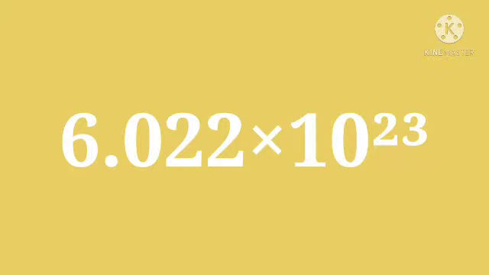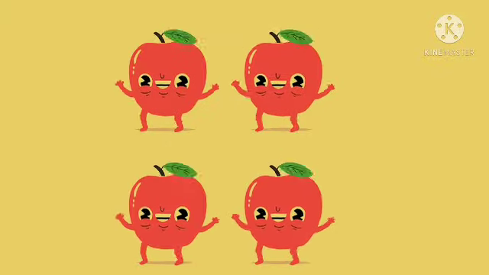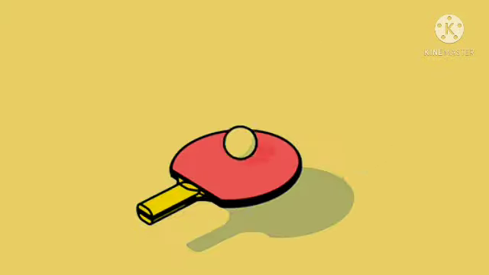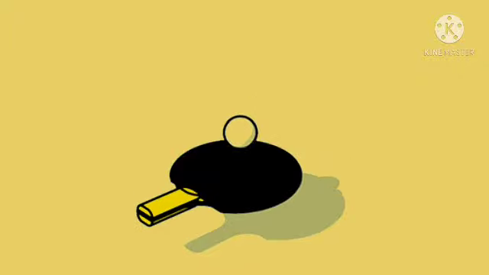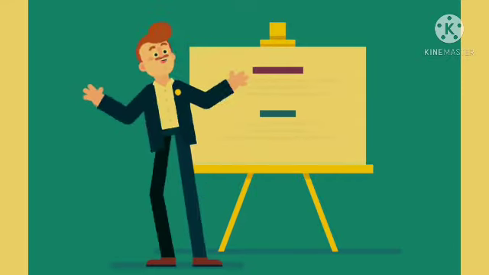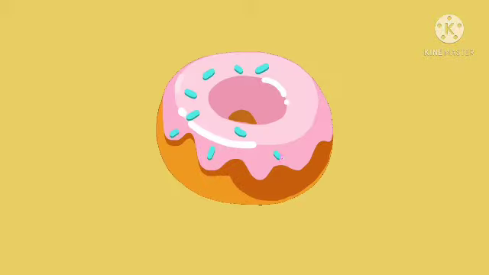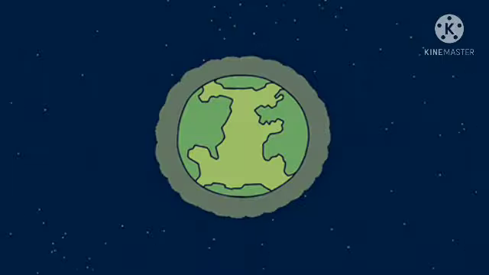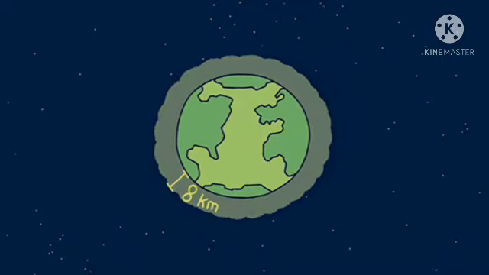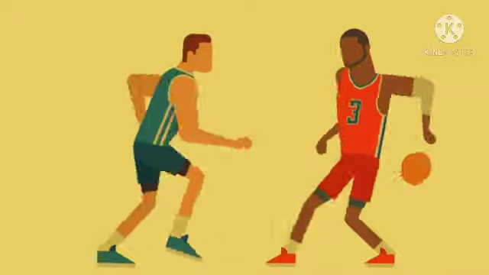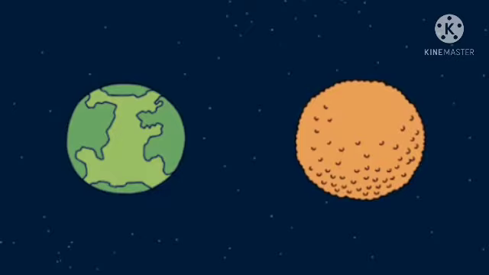Avogadro's number can be used to count anything. You could have a mole of apples or a mole of ping pong balls. You can get some idea of the magnitude of Avogadro's number by considering that if you had a mole of donuts, they would cover the entire earth in a donut layer 8 km deep. If you had a mole of basketballs, you could create a new planet the size of the earth.